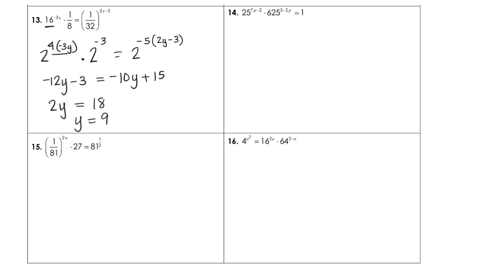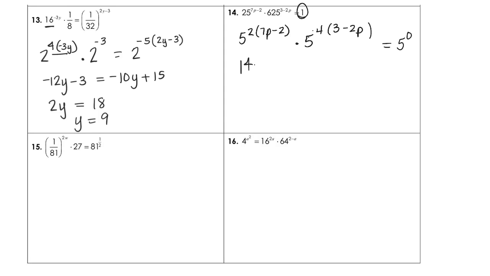All right, so here we're going to break down 25. We're going to make that 5 squared. So that's going to be 5 squared times 7p minus 2 times, and that's going to be 5 to the 4th. And then that's also going to be raised to the 3 minus 2p. And then this is strange. They put a 1 here. Well, the only way I can get a 1 with a base of 5 is saying 5 to the 0 power.